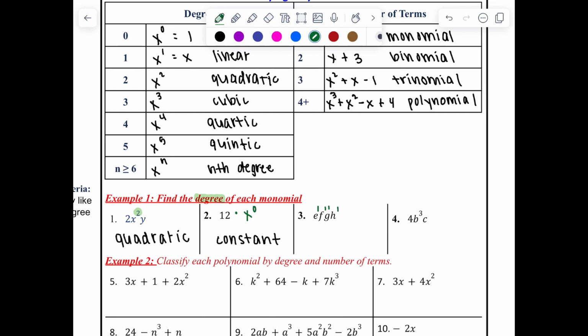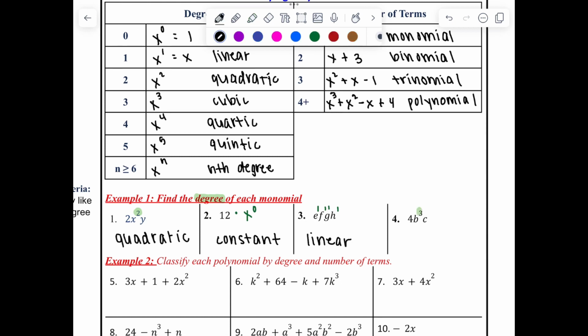Look at question number 3. I have 4 different variables, each with 1 as their degree. It doesn't matter that the letters are different. This is still a linear function, or a linear polynomial, I guess, or a linear monomial. Whew, a lot of words there. Still linear because the leading degree is still 1, even though they're different letters and variables added together.